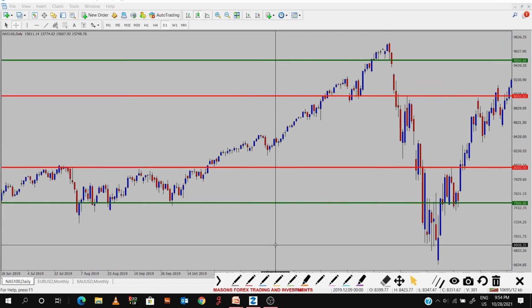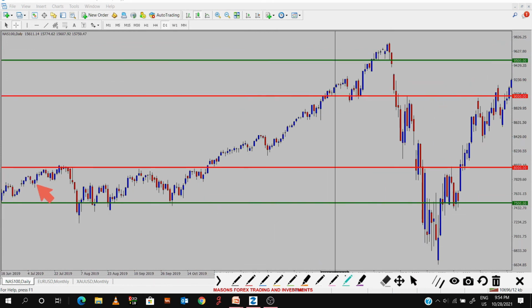For the 8,000 level, you can see we have resistance again, resistance again. We also have some resistance right here. The price pushes into the level and moves lower.